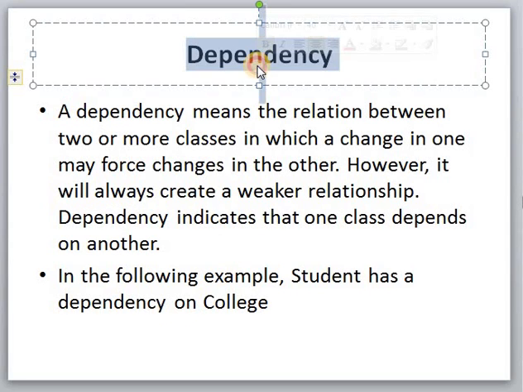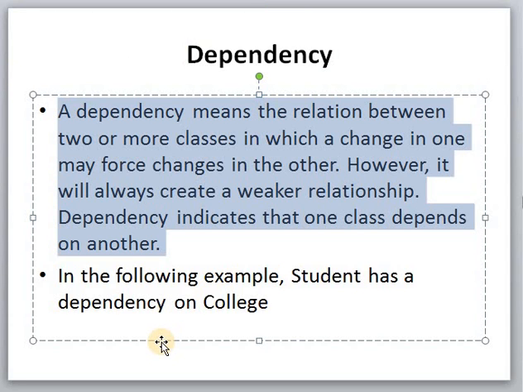So first we will see what is the dependency relationship. A dependency means the relation between two or more classes in which a change in one may force changes in the other. However, it will always create a weaker relationship. Dependency indicates that one class depends on another class.